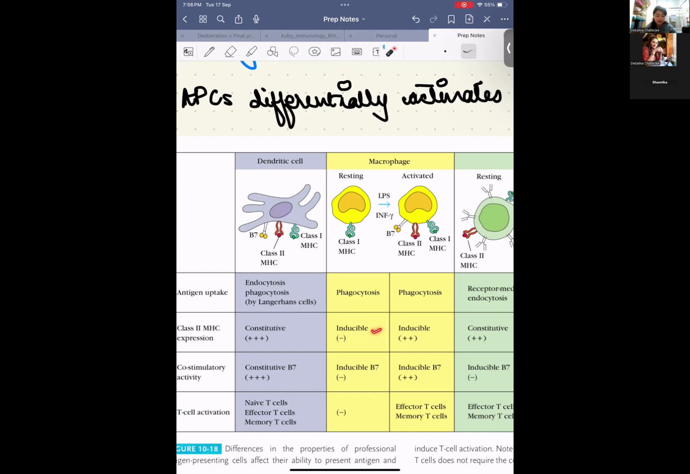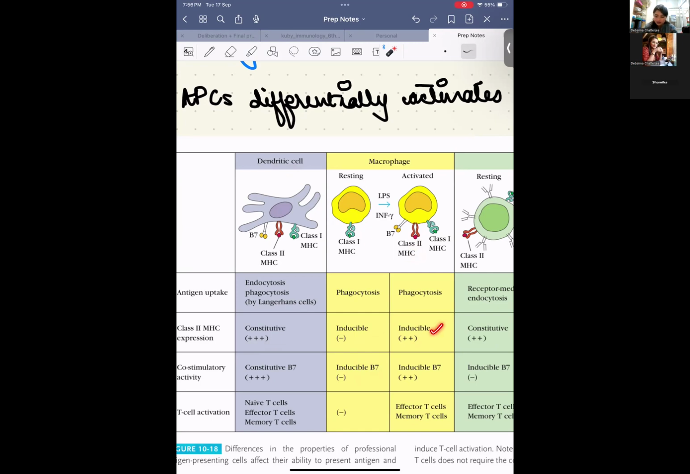But the expressions are inducible. So as soon as an antigen gets inside the cell, say by phagocytosis, it is processed, and along with the MHC2 molecule, the levels of it somewhat increase, but it is still lesser than the levels of MHC2 on dendritic cells.